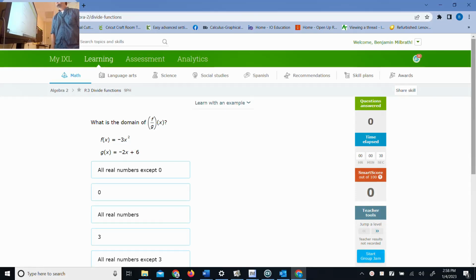So now I'm looking at IXL P.3, which is divide functions. This is a lot easier than the stuff that I put in class, which is fine.